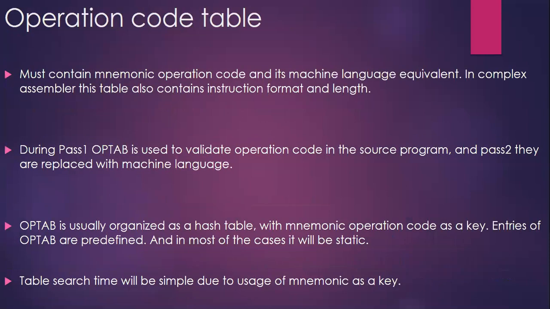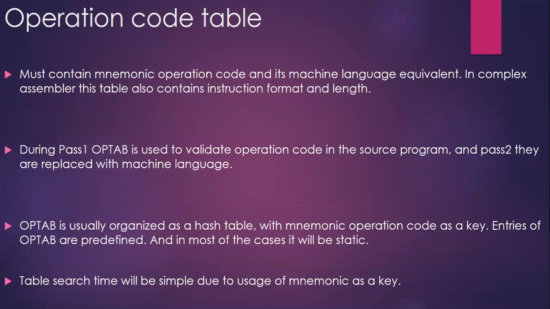Operation code table. So we'll go in depth regarding the operation code table. It must contain the mnemonic operation code and its machine language equivalent. In a complex assembler, this table also contains instruction format and length. Usually, the operation code table consists of two columns itself. In the first column, the mnemonic will be available. In the second column, the machine language equivalent code will be available.